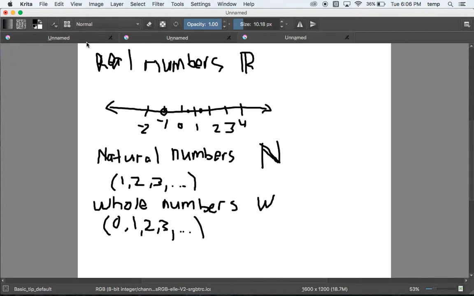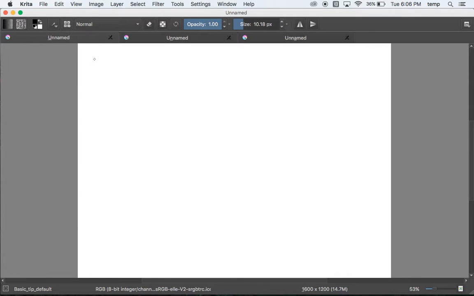Finally, the last one is irrational numbers. And what these are basically are numbers that cannot be written as a fraction.